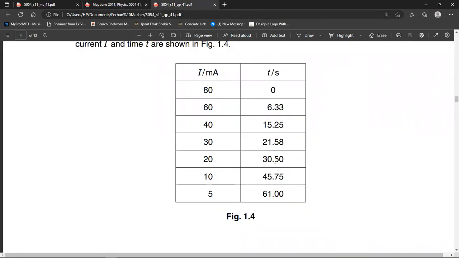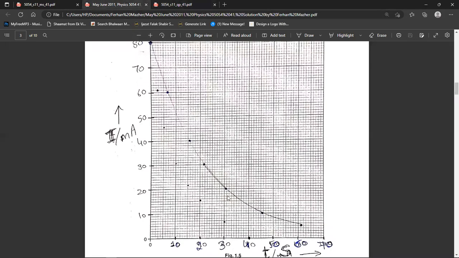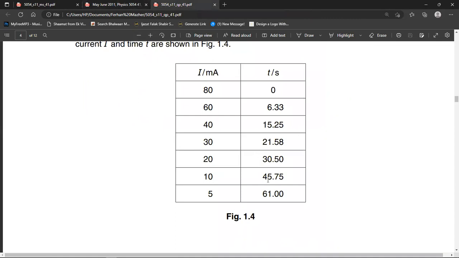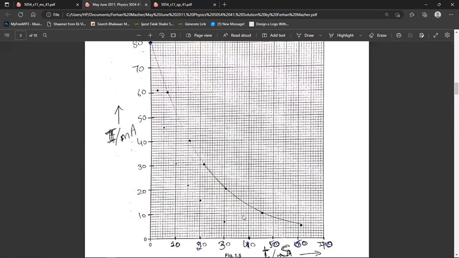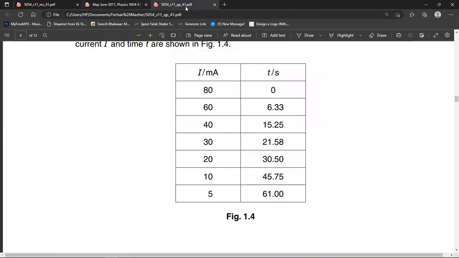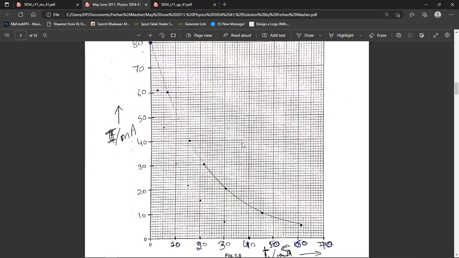And at 30.5, you will have 20. Put this dot, okay? So at 45.75, approximately 46, you will have 10. This is here, 10, okay? So at 61, we will have 5. So this is the dot.